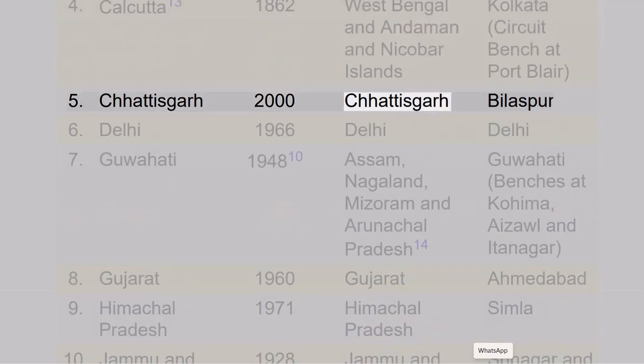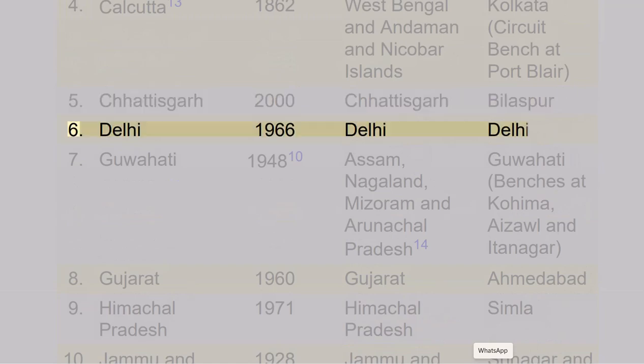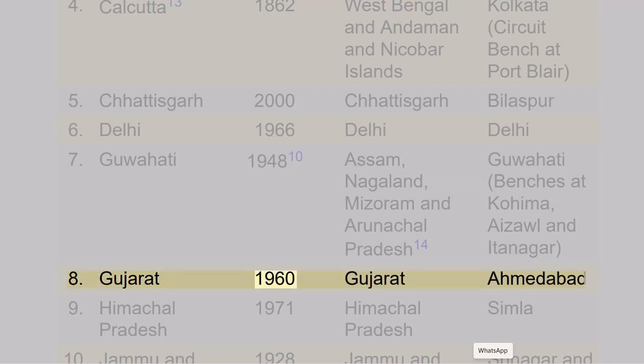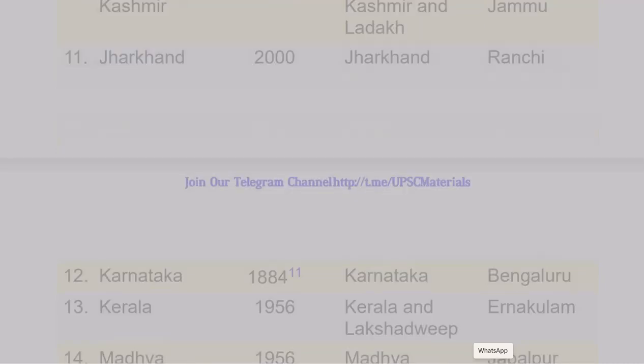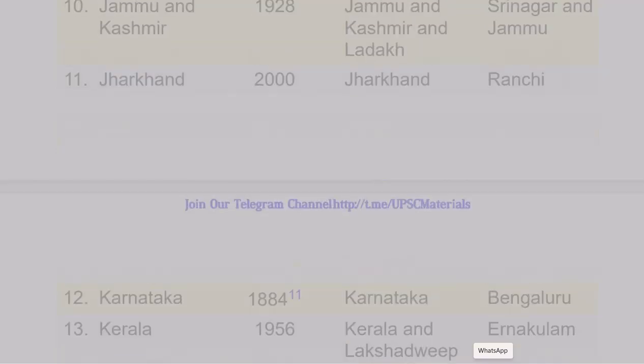5. Chhattisgarh, 2000. Chhattisgarh, Bilaspur. 6. Delhi, 1966. Delhi, Delhi. 7. Guwahati, 1948. Assam, Nagaland, Mizoram and Arunachal Pradesh. Guwahati, benches at Kohima, Aizawl and Itanagar. 8. Gujarat, 1960. Gujarat, Ahmedabad. 9. Himachal Pradesh, 1971. Himachal Pradesh, Simla. 10. Jammu and Kashmir, 1928. Jammu and Kashmir and Ladakh. Srinagar and Jammu. 11. Jharkhand, 2000. Jharkhand, Ranchi.